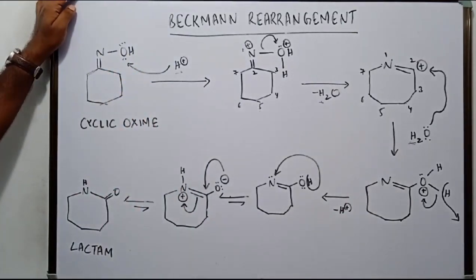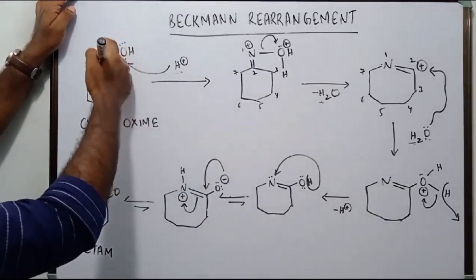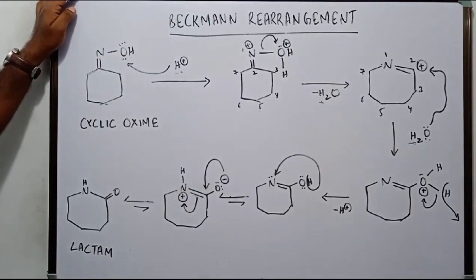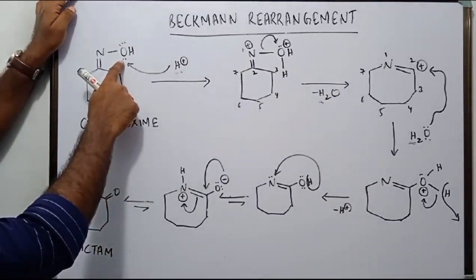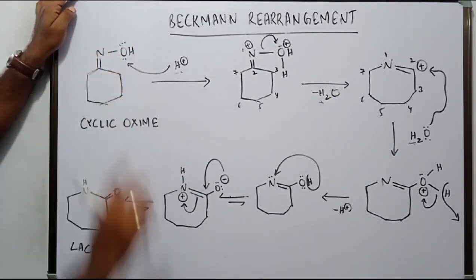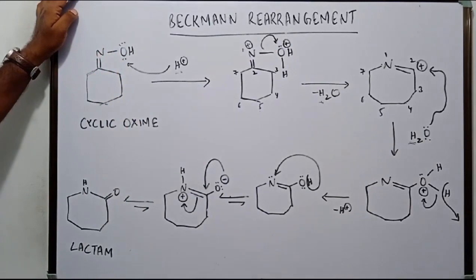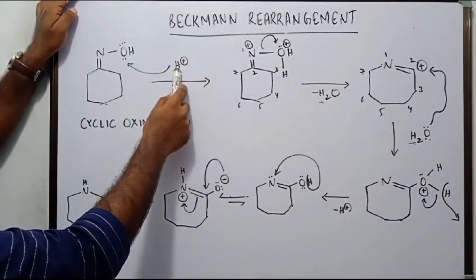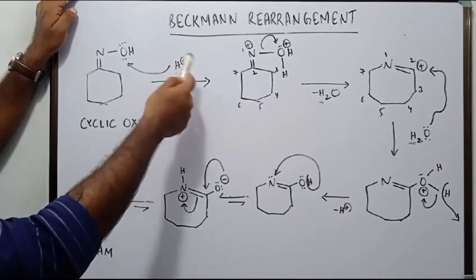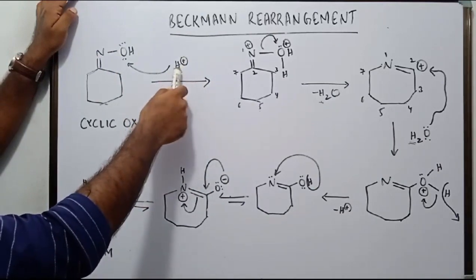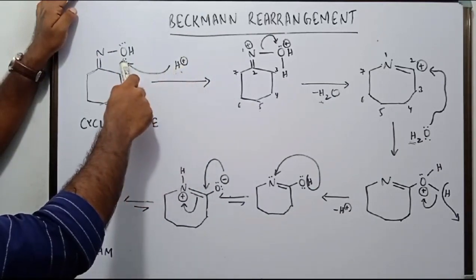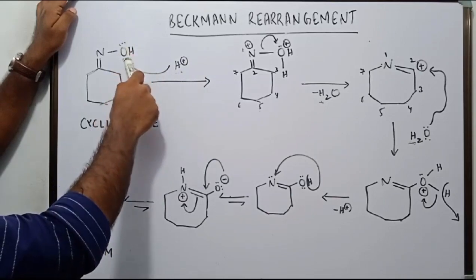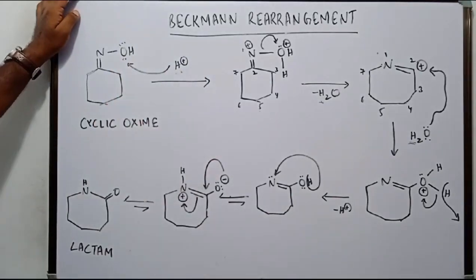It is a very good base because it has electrons to be donated, and it is a very poor leaving group. So our first strategy is to somehow reduce the electron density on the oxygen atom. It is for this purpose that we use an acid. When we use an acid, H plus gets dissociated from the acid.